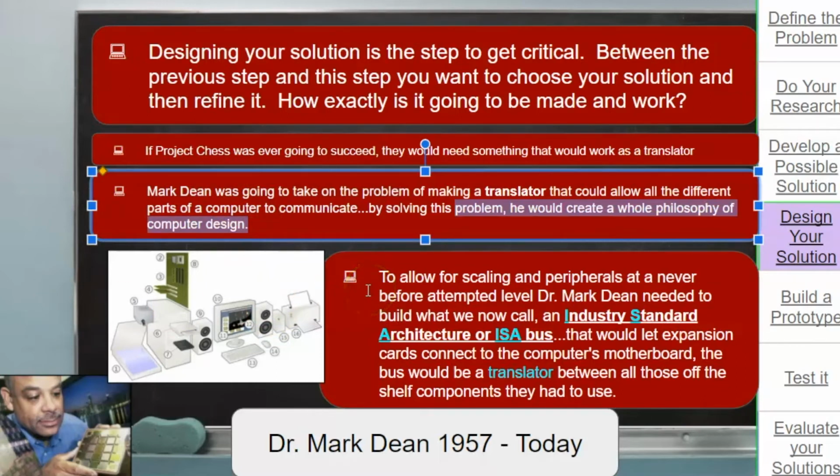To allow for scaling and peripherals at a never-before attempted level, Dr. Mark Dean needed to build what we now call an industry standard architecture, or ISA bus, that would let expansion cards connect to the computer's motherboard. The bus would be a translator between all those off-the-shelf components they had to use. So this is a picture of all the peripherals in a computer and the computer itself.